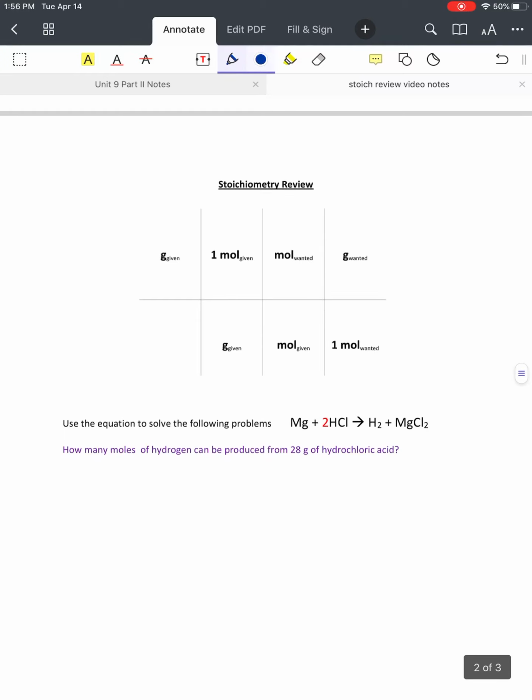Okay, let's do another one. Again, this little section here is my mole ratio. We're using the same equation. Let's look at what the question's asking. How many moles of hydrogen, so again, we're looking for hydrogen here, can be produced if I have 28 grams of hydrochloric acid? In my foldable, let me see what I need to cancel out. So grams given, I have that. That's the 28, right? Then I'm looking for moles of hydrogen.